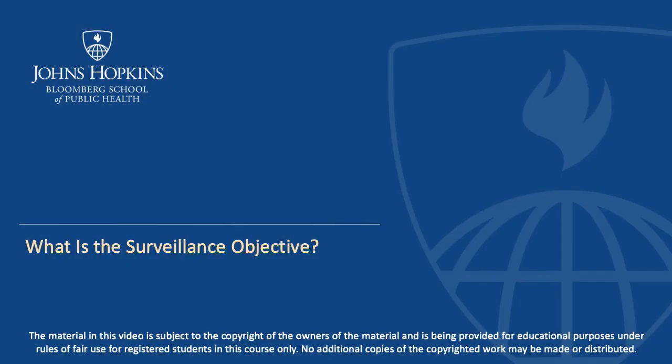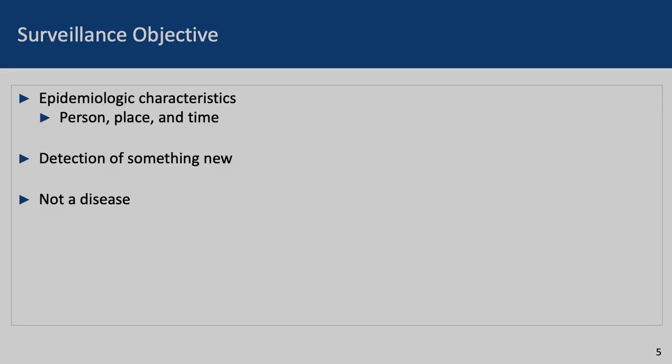In this section, we're going to talk about surveillance objectives. What is the surveillance objective? The surveillance objective tells you what you're after in your public health surveillance program. So it could include epidemiologic characteristics. It could include detection of something new. But importantly, a surveillance objective is not a disease. Now, let me tell you what that means.